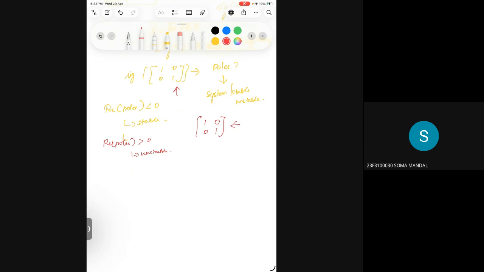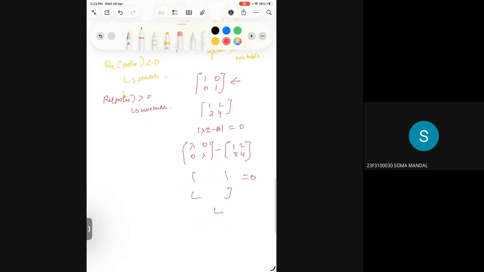Okay, good. Similar to that, if it is a full matrix, then you can find it using the determinant of lambda I minus A equal to 0, where you replace lambda I with lambda 0 0 lambda, and A with 1 2 3 4. By doing this and equating it to 0, you will have a characteristic equation. Out of this, you will find the roots of the system, that is, the eigenvalues of the system.